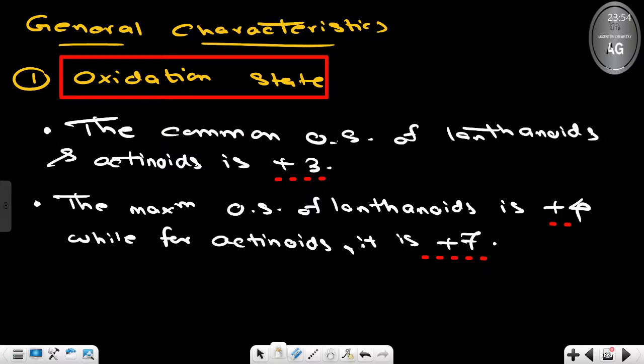These are the small points which will be asked in fill in the blanks and in the MCQs. Okay, so under general characteristics, the first point is oxidation state. The common oxidation state of lanthanoids and actinoids is +3. Clear?